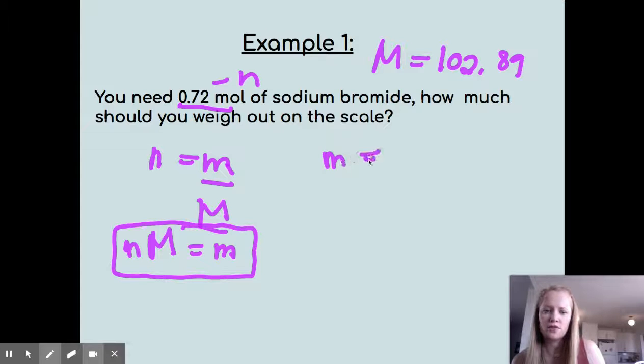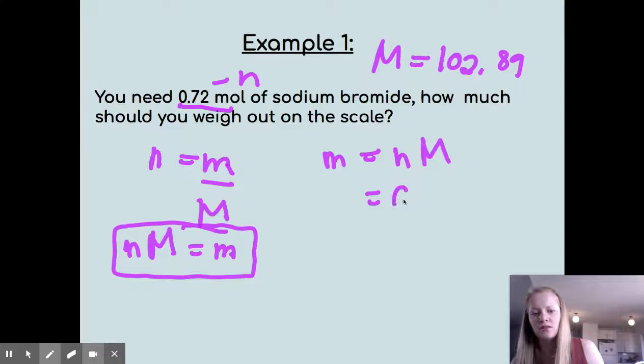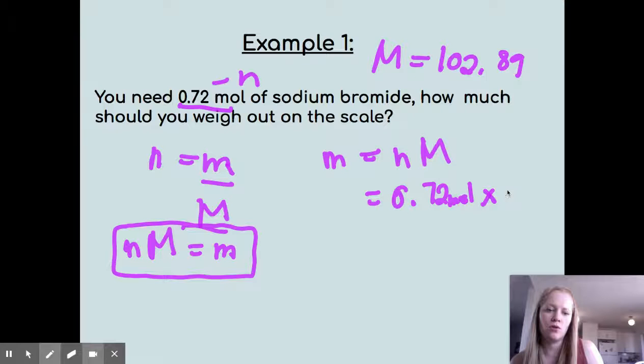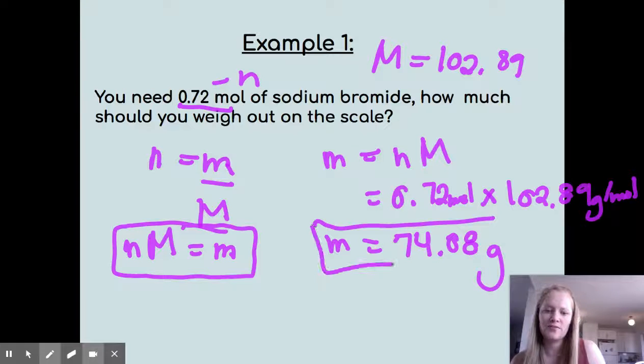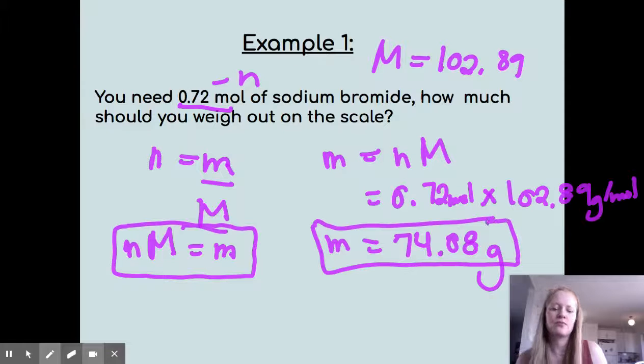Some people like to do it first, so little m is equal to n times M, which means n is 0.72 moles. Still show me units in this method. Molar mass is 102.89 grams per mole. And I get, for an answer, little m is equal to 74.08 grams. All right. We can move on to the next example, hopefully.